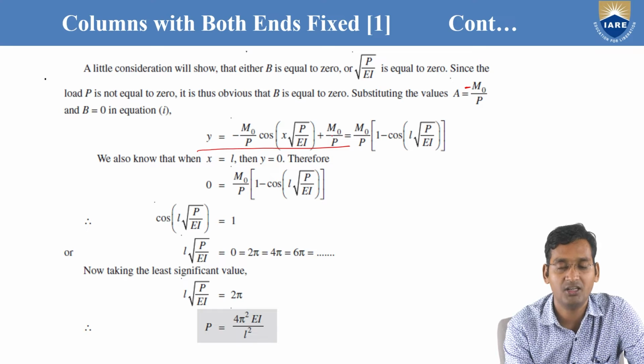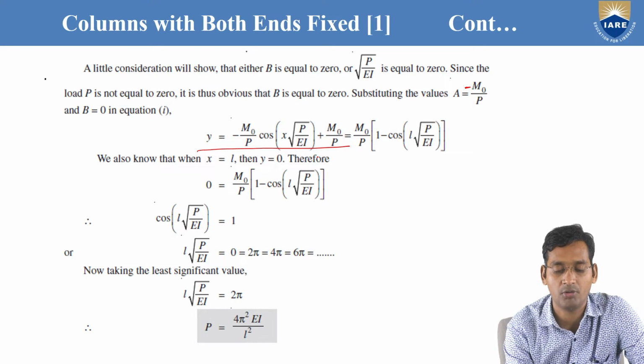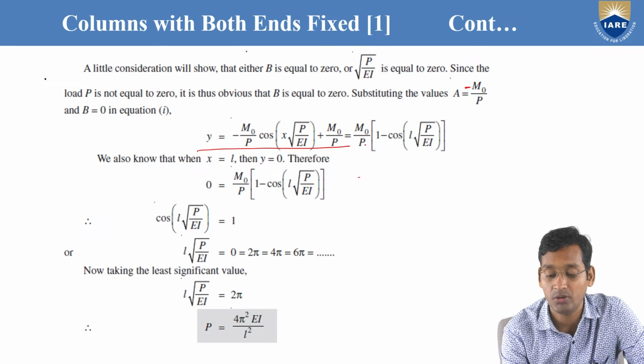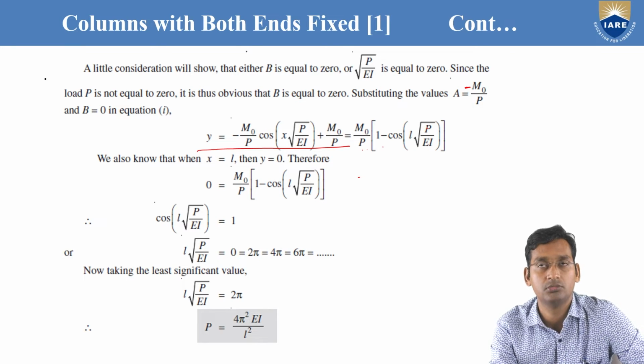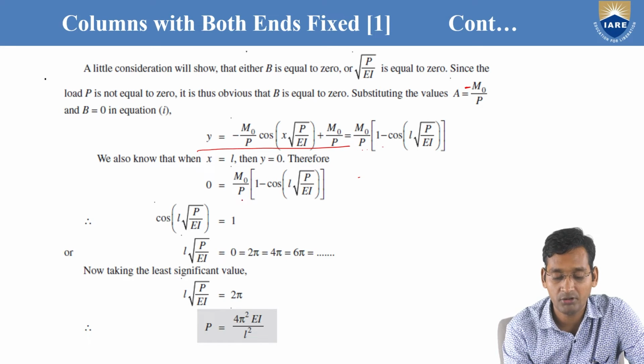Now similarly, earlier a was there. So what we did? We took a naught common. Same here, take m naught by p common. So after taking m naught by p common, what we will get? M naught by p into 1 minus cos L root p by EI.